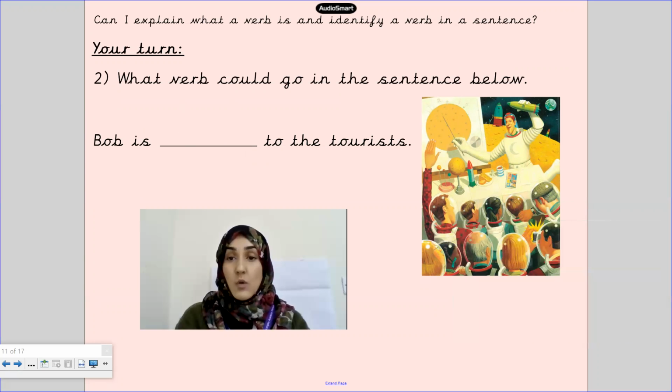Let's have a look at the picture. What is Bob doing? Now make sure when you read it back, it has to make sense, okay? That's the most important part. Make sure you have to read it back so it makes sense. I think he is.